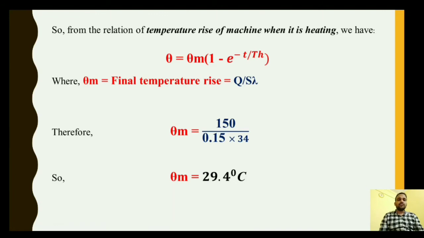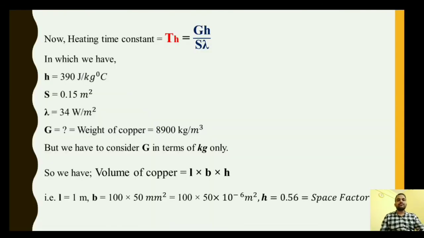Okay, so theta m equals, as the value of Q is given as 150, S is 0.15 and lambda is 34. Therefore, calculating the quantity, we get theta m equals 29.4 degrees Celsius. Okay guys, moving forward, we have another quantity to be calculated.